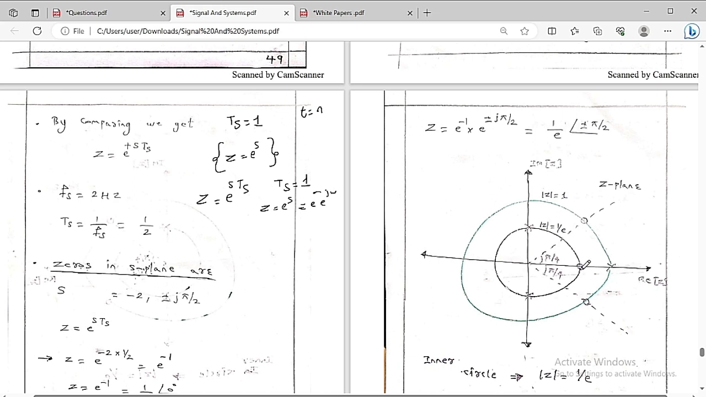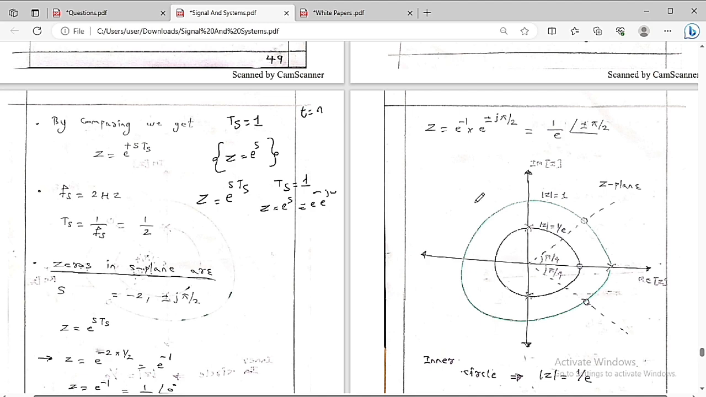The zeros are 1 by e at an angle of 0 degrees, 1 at an angle of plus pi by 4, and 1 at an angle of minus pi by 4. Now I have plotted all the zeros as well as poles in the Z plane from the S plane. Always remember Z = e^(sTs). Ts is assumed to be 1 by default in the standard procedure, but here Ts is not equal to 1, so you have to use Z = e^(sTs), where Ts is the sampling period. By sampling only, we convert the analog signal into a discrete signal.